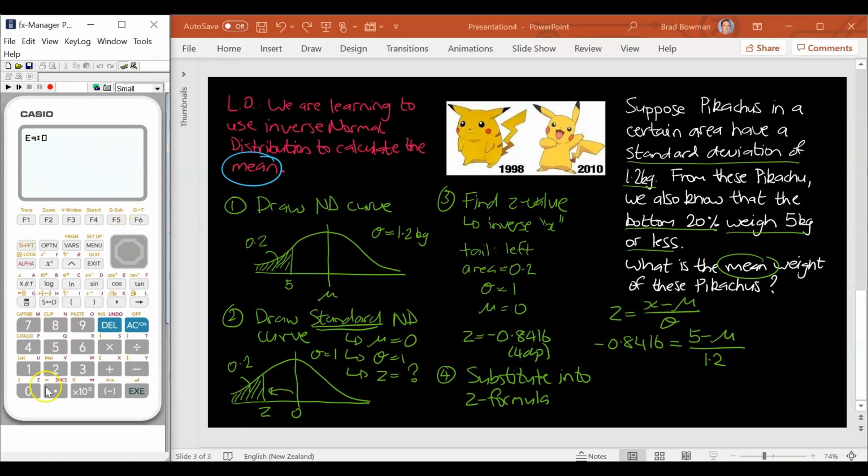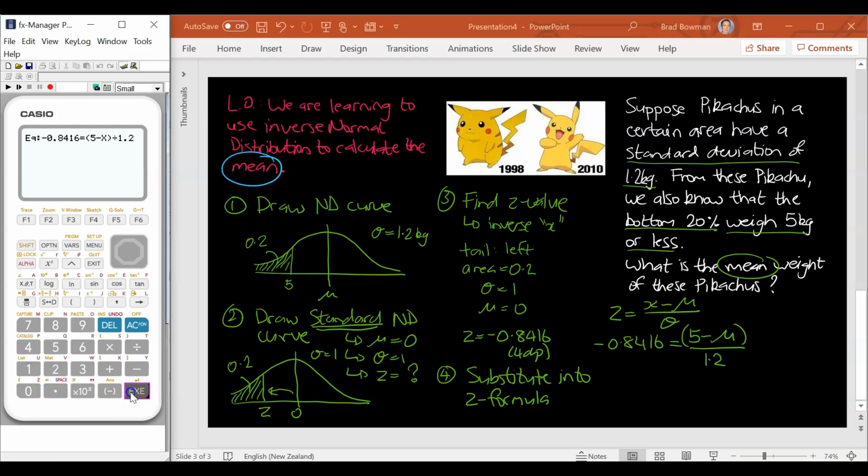We're going to enter in what we've got here. So we've got negative 0. Oh gosh, I didn't put the negative sign in. There you go. Negative 0.8416. And you can see equals is the yellow one above the dot. So you need to go shift and then dot equals. And for our equation, the numerator, make sure you put that in a bracket for the calculator because the calculator will get confused if you don't. 5 minus, we're just going to write x for mu because there's no mu symbol, and then divided by 1.2.